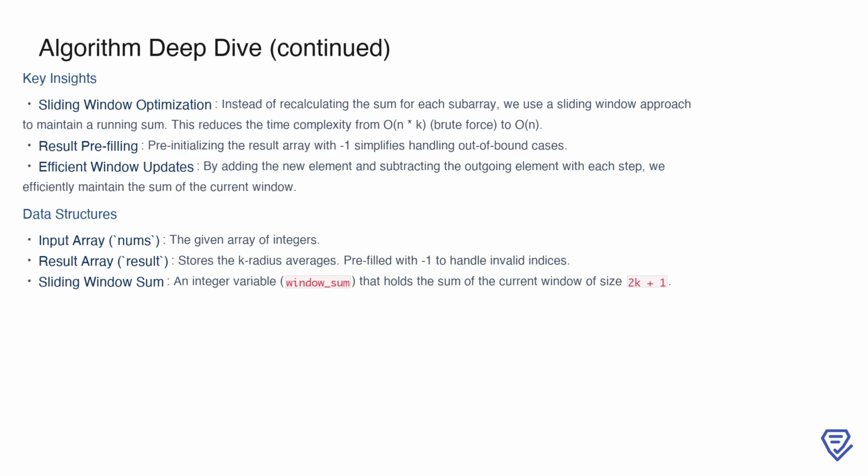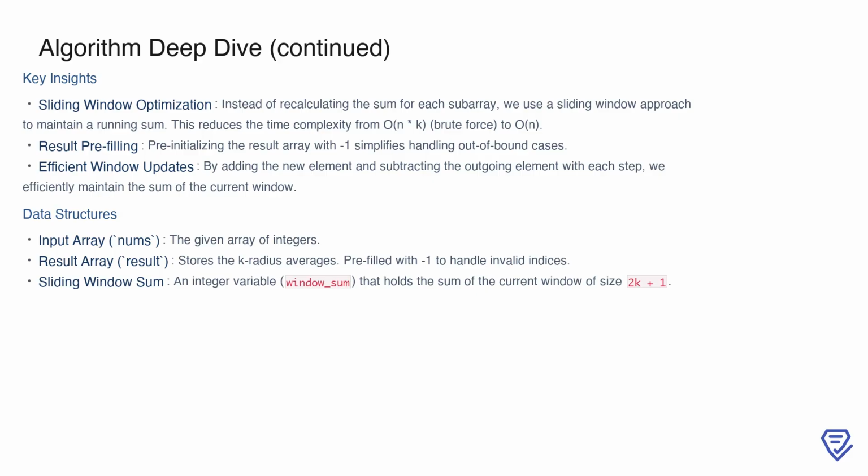The sliding window optimization is a key insight of this algorithm. Instead of recalculating the sum for each subarray from scratch, we maintain a running sum, updating it by adding the incoming element and removing the outgoing element as the window shifts. This reduces the time complexity significantly, from O(n*k) in a brute force approach to O(n). Another important design choice is the pre-filling of the result array with -1, which simplifies the handling of boundary cases for indices where a valid subarray cannot be formed.